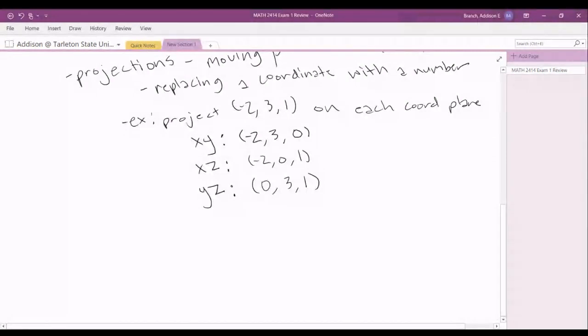And we can even go ahead and project onto a line. For example, let's say we want to project that point onto the x-axis. We know that is when our y and z are both 0. So that projection would be -2, 0, 0.